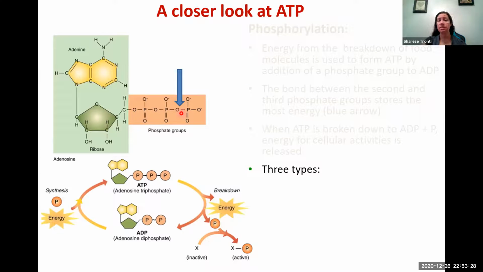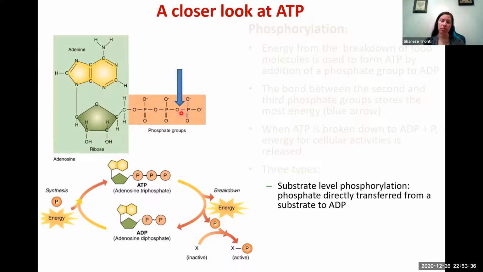Okay, there's 3 different ways that phosphorylation can occur. This is how we're making ATP right now, 3 types. Substrate level phosphorylation is when we are simply going to take a phosphate and add it to ADP, sorry. So we take ADP, add a phosphate that's coming from a substrate, so any kind of substrate. We're going to take that phosphate off that substrate and add it to ADP, and that will give us ATP. That's called substrate level phosphorylation.